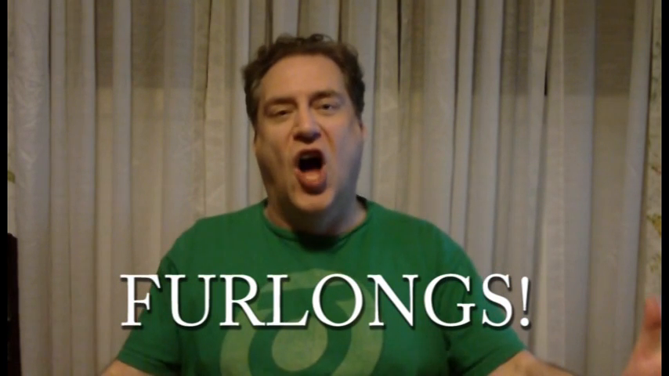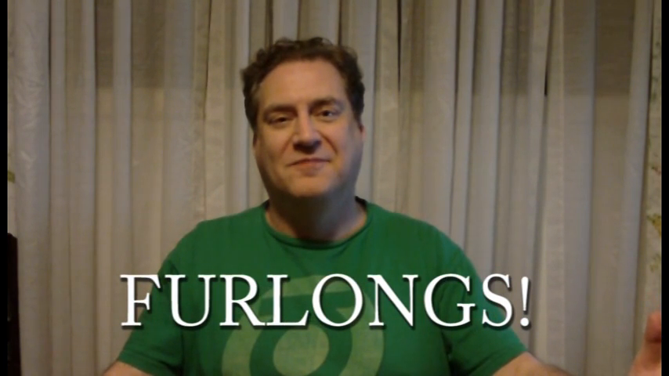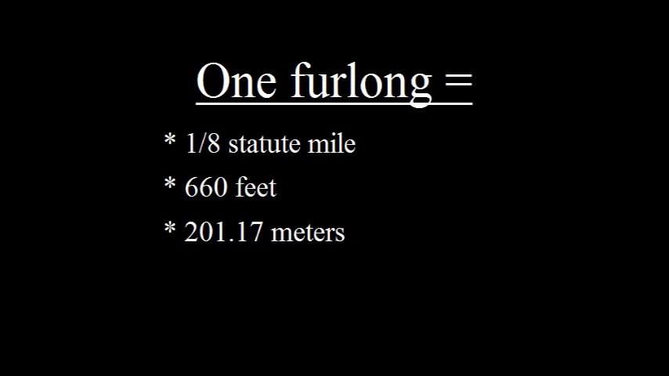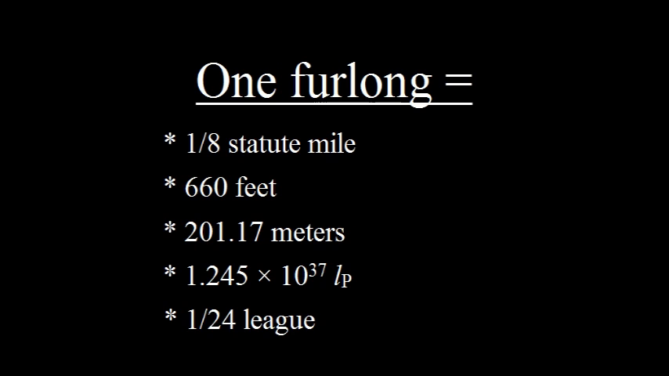I'm gonna give all of the distances in the rest of this video in furlongs. 1 furlong is 1/8 of a statute mile, or 660 feet, or 201.17 meters, or 1.245 times 10 to the 37th Planck lengths. Furlongs are still used in horse racing, and Tolkien used furlongs in The Lord of the Rings for distances shorter than a league. Yeah, okay, we get it.